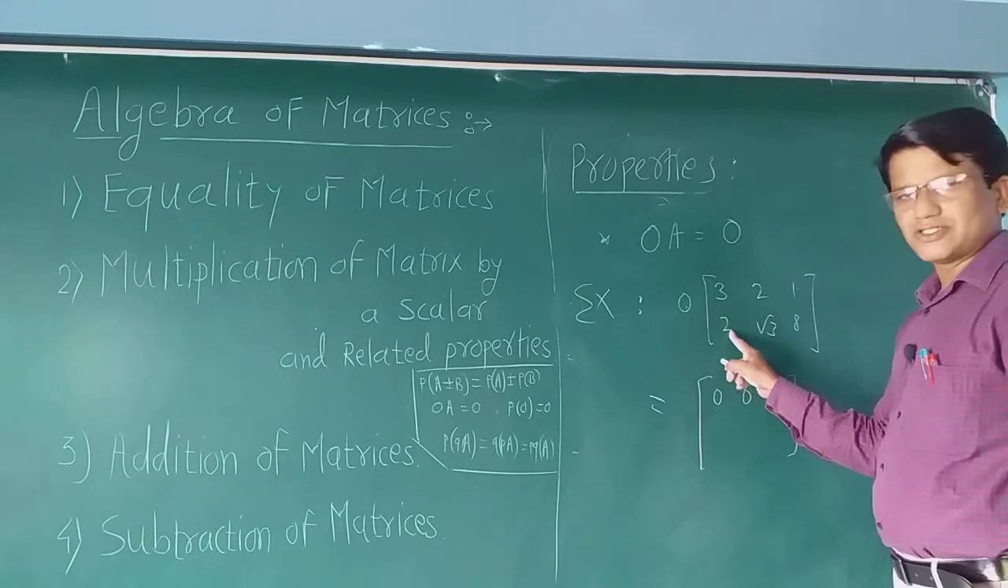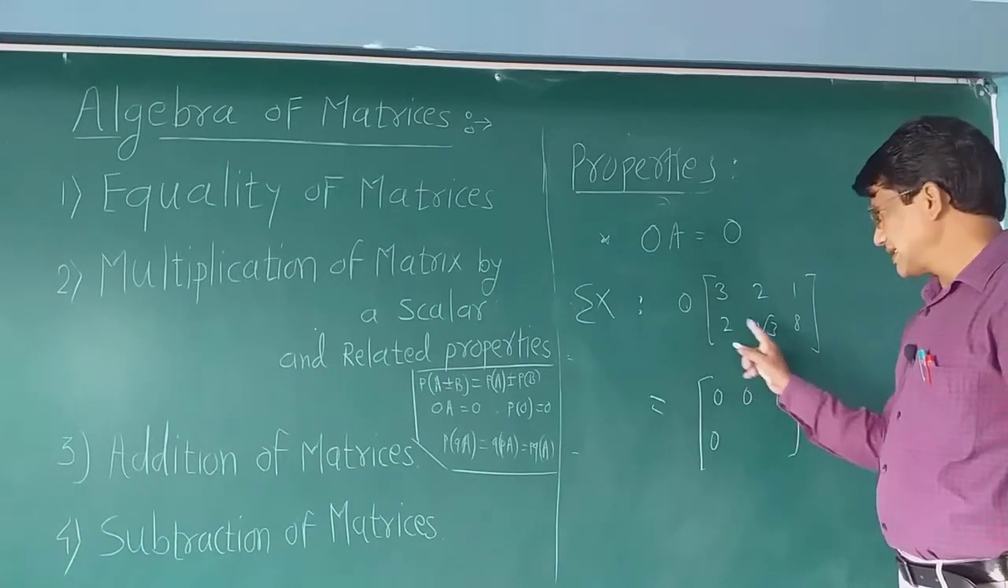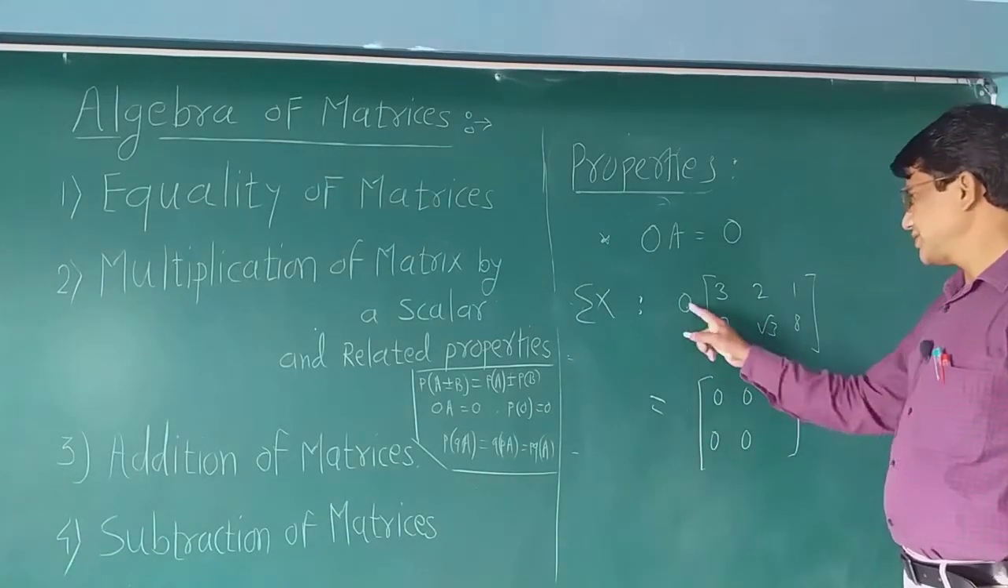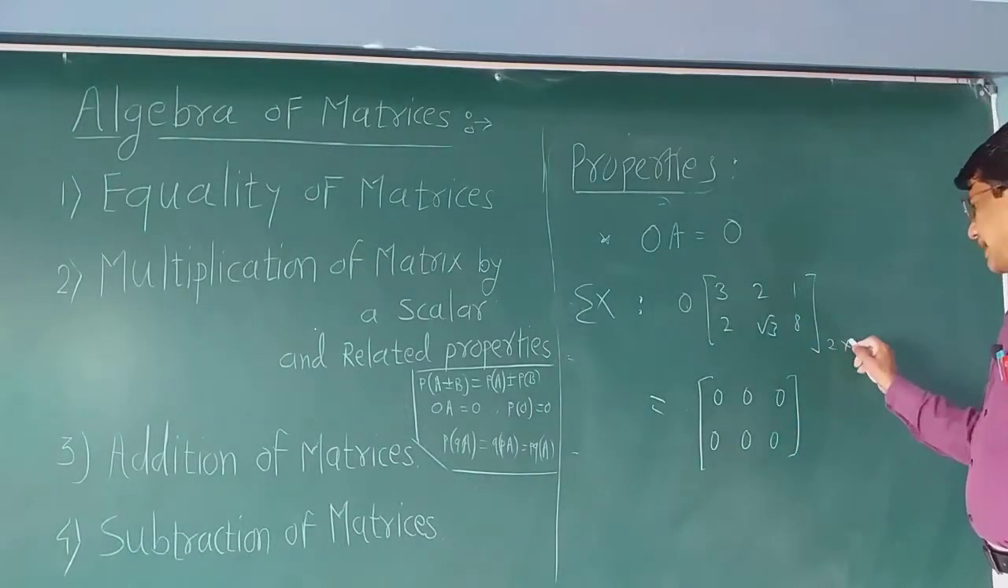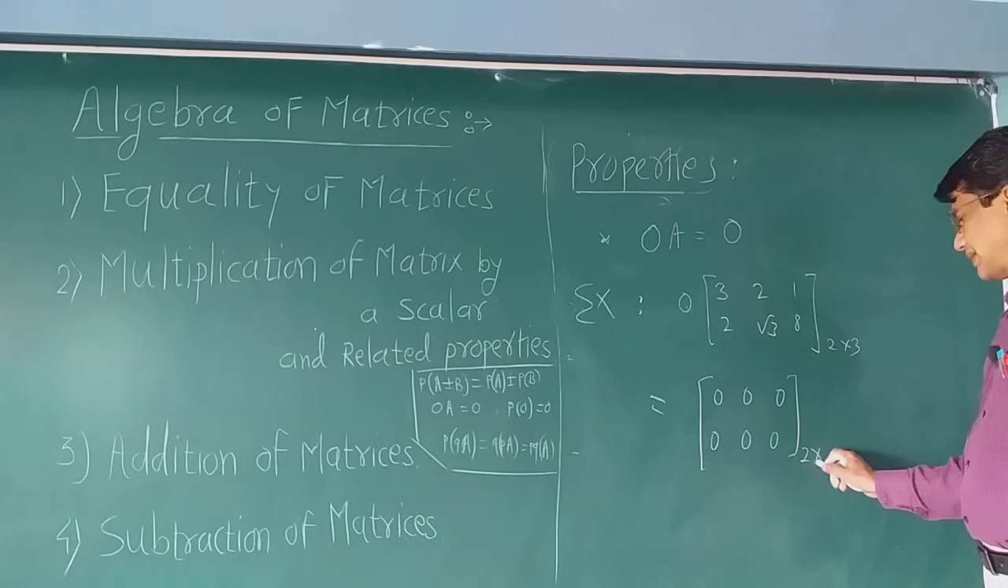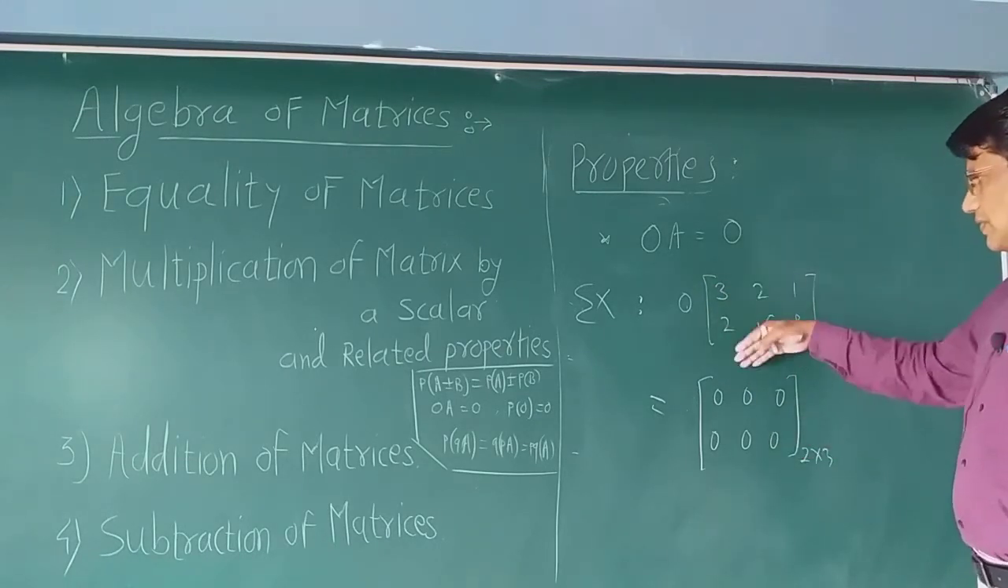0 multiplied by this 2, 0. 0 multiplied by this, again 0. 0 multiplied by 8, 0. Order here is 2 by 3. Why 2 by 3? 2 rows and 3 columns.